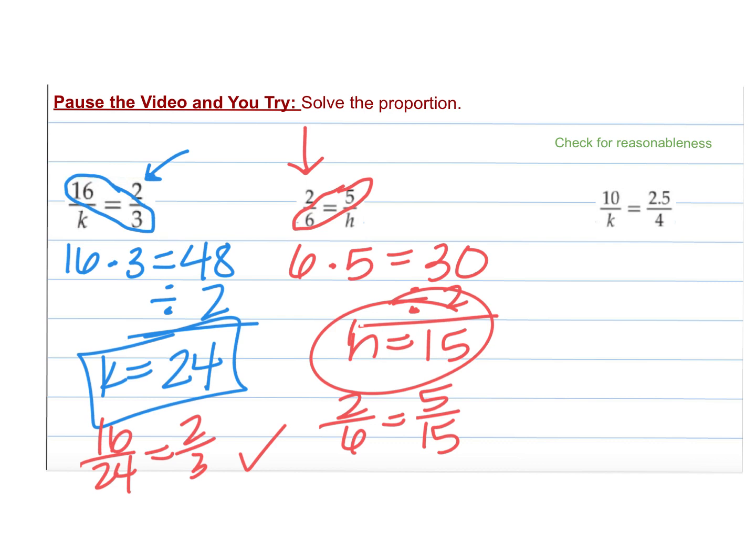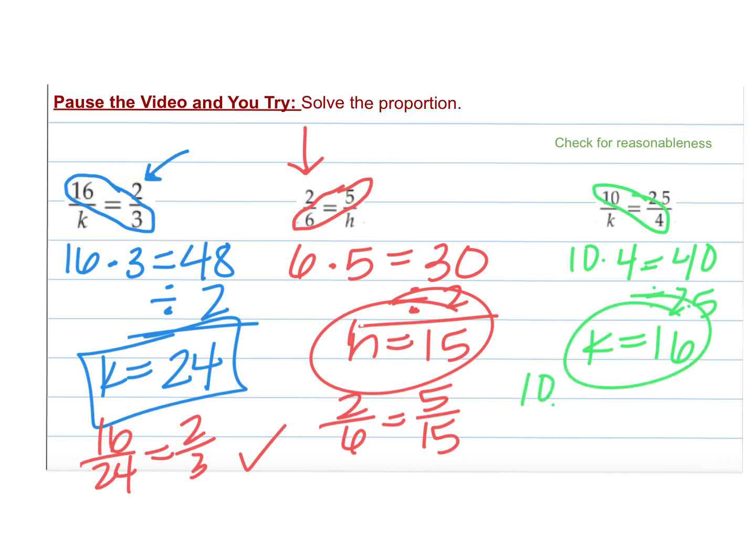So 10 to k equals 2.5 to 4, so I would do 10 times 4 is 40, divided by 2.5. 40 divided by 2.5 would be k equals 16. 10 over 16 equals 2.5 divided by 4. 10 divided by 16 is 0.625, and then 2.5 divided by 4 is also 0.625, so it checks and we're good.